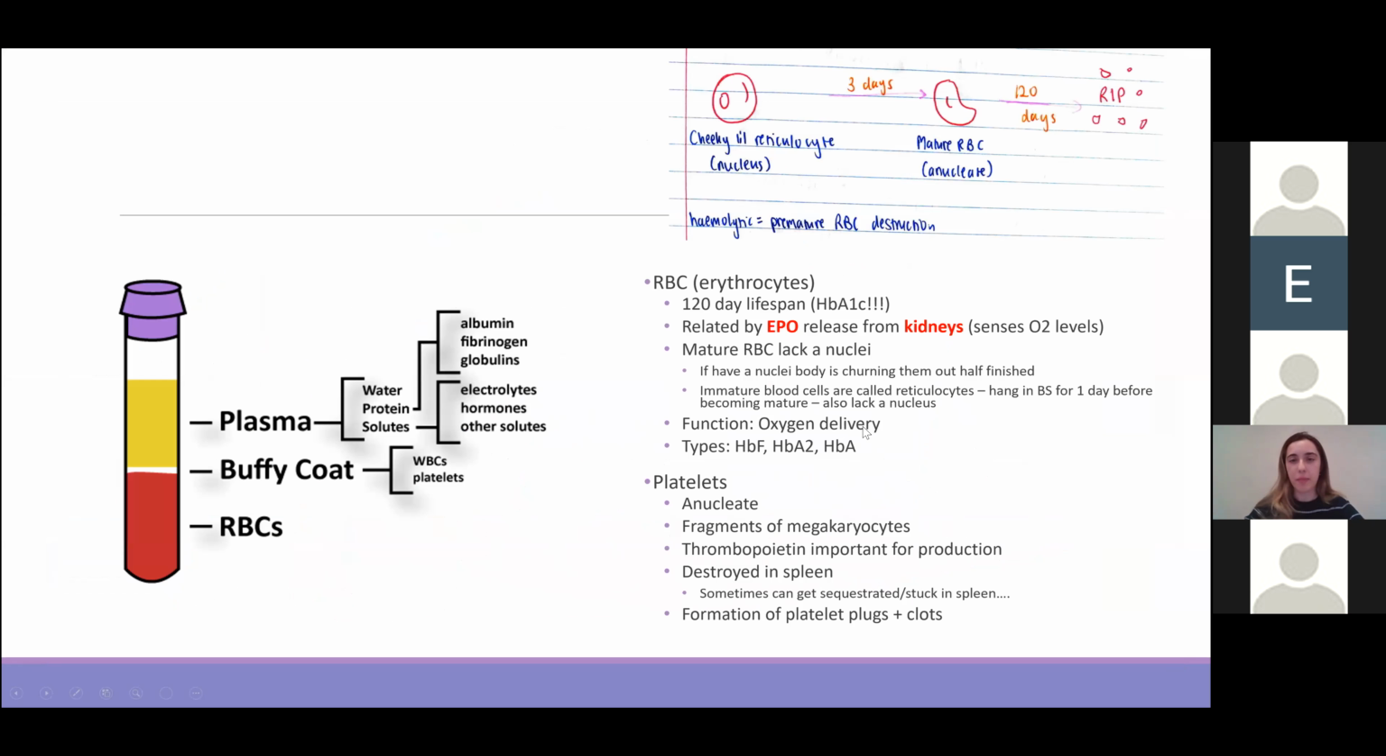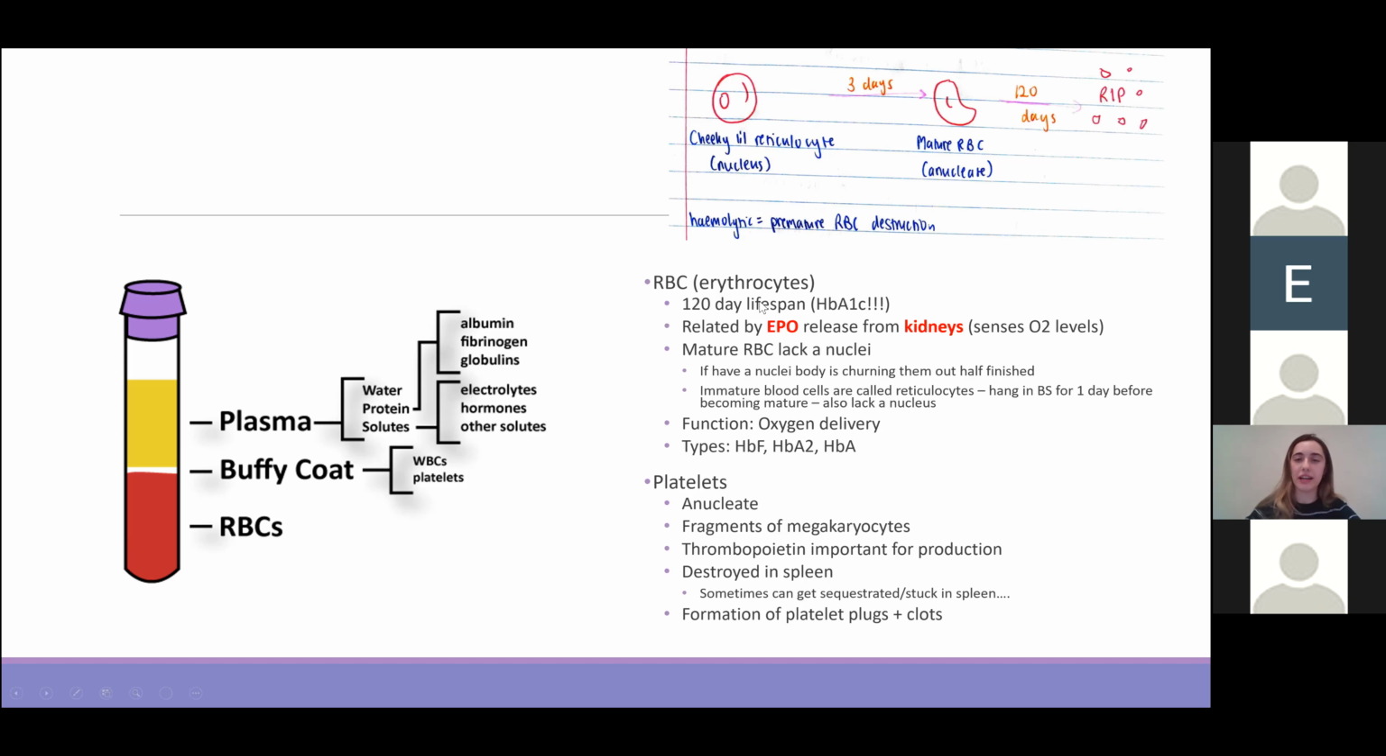So again, basics, because this is going to help us with anemia. We'll start with red blood cells. As you would know, they're regulated by EPO release from the kidneys. So that's why people with kidney problems often have issues with anemia as well. And they don't have a nucleus. So if you see red blood cells that have a nucleus, you know the body is trying to pump them out really quickly, but not very well.